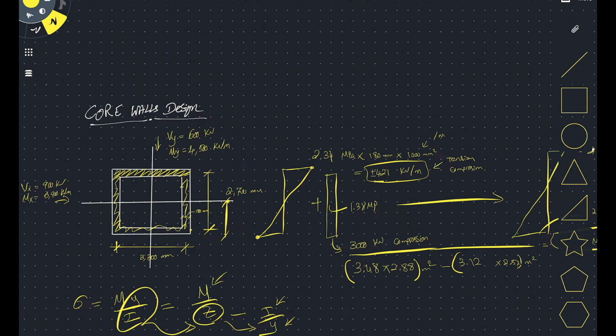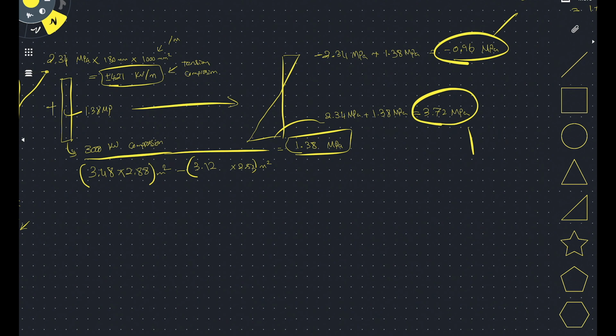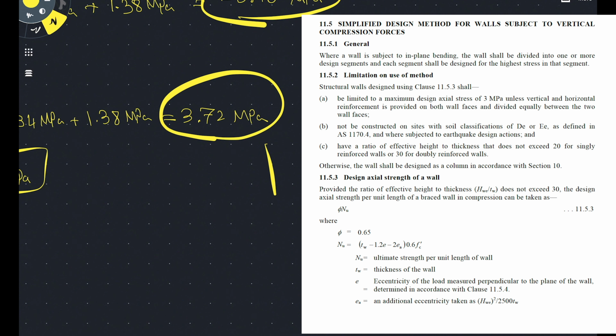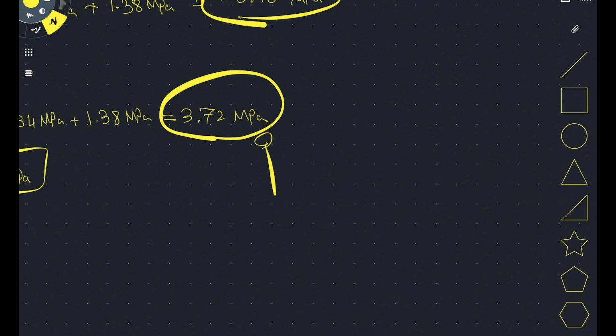Now we need to check our compression design. With basically this 3.72 MPa, we can work out our wall compression capacity using the wall design equation from the code, but you have to be careful for the restrictions, such that you need to provide 2 layers of mesh, and the soil classification cannot be class D or class E. Otherwise, you will need to actually design for this stress. You'll need to convert it to a force.